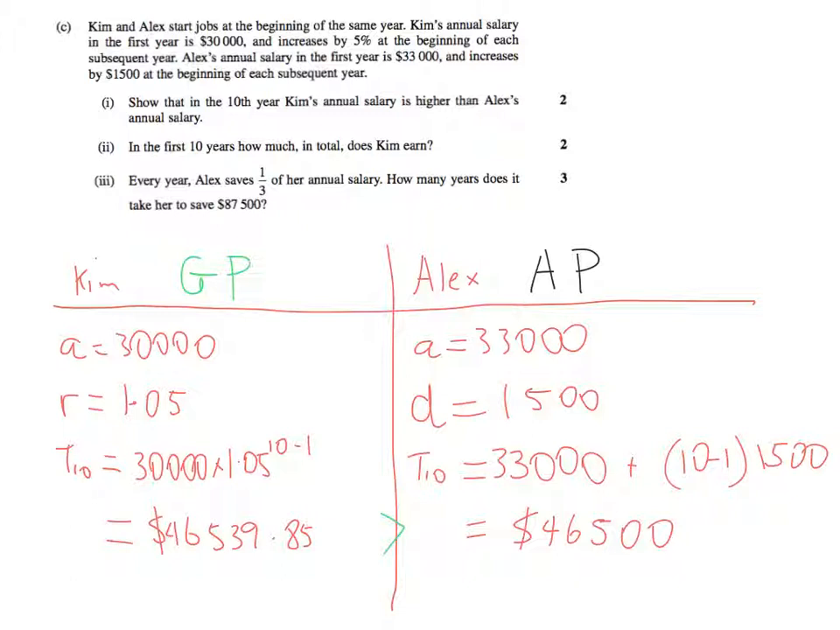Now, part 2 here is, in the first 10 years, how much in total does Kim earn? Now, Kim, of course, is our GP, which means we're going to need to go find the sum here. The sum of the first 10 years is A, which Kim is earning $30,000 in the first year, times 1.05 to the power of n, 10 years, minus 1, over 1.05 minus 1.